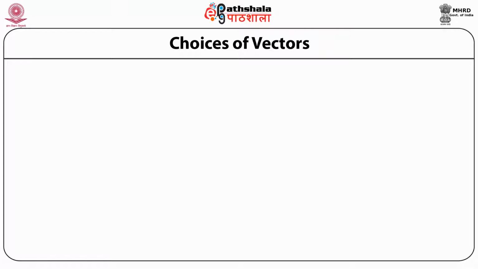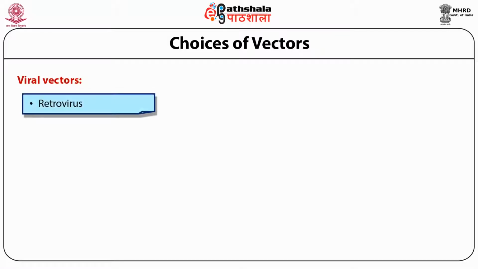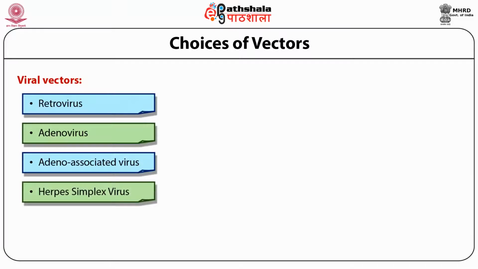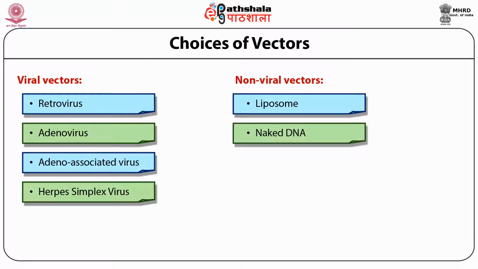So what are the choices of vectors? There are different kinds of vectors which are being used for gene therapy. Some of them are viral vectors and some of them are non-viral vectors. I will first talk about the viral vectors, of which there are 4 types. These are retrovirus, adenovirus, adeno-associated virus and herpes simplex virus. These are the 4 types of virus which are being utilized in gene therapy. And then there are 2 types of non-viral vectors. These are liposomes and naked DNA, which you may also call plasmid.